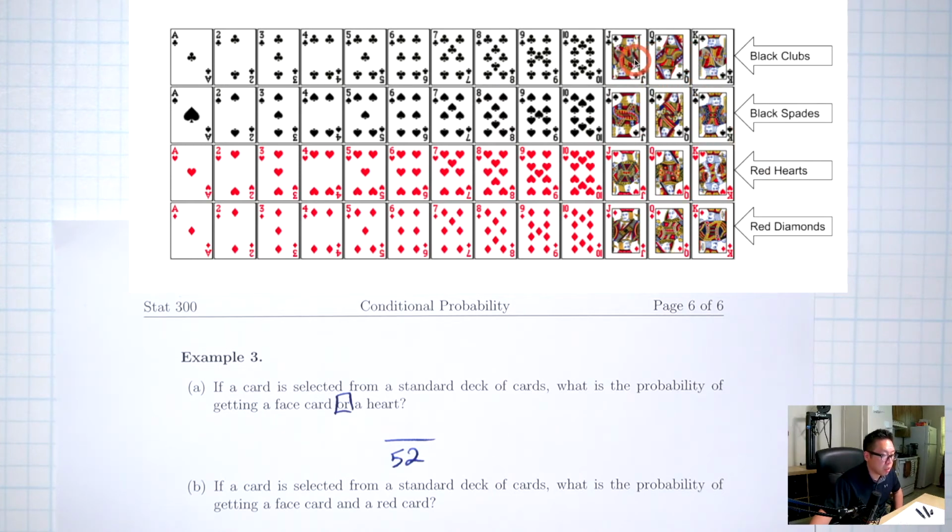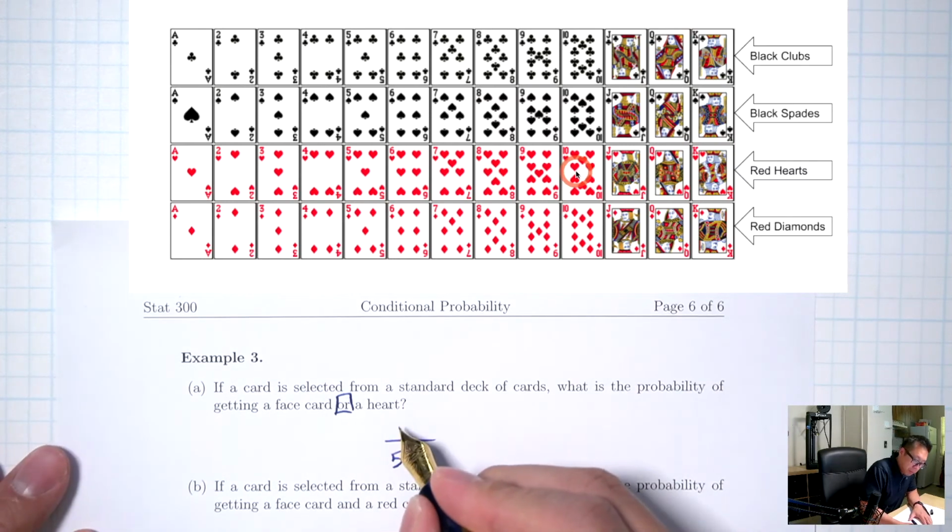So that's, what is that? 1, 2, 3, times 4. So that's 12 face cards combined with the hearts. But I don't want to count these hearts twice, the J, Q, K hearts. So it's these 12 plus 1 through 10 hearts. That's 22 total.